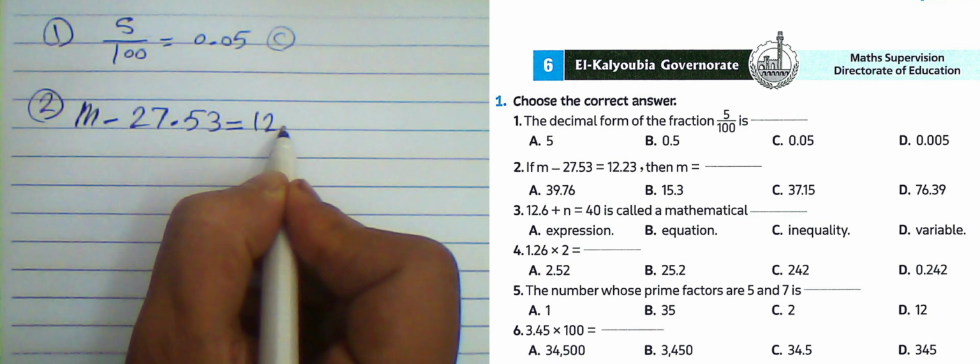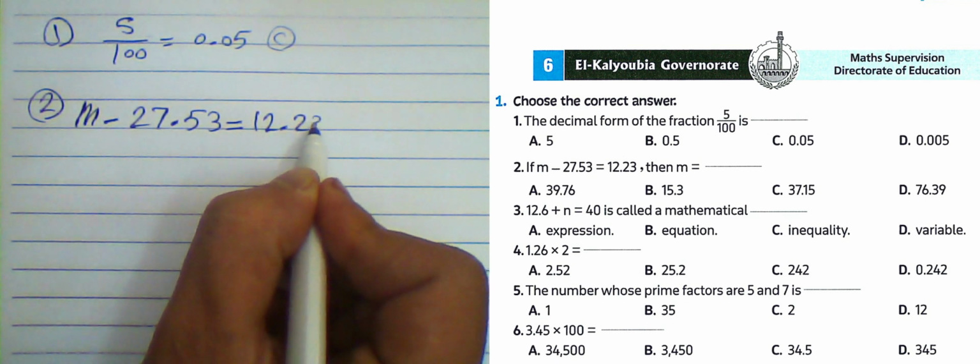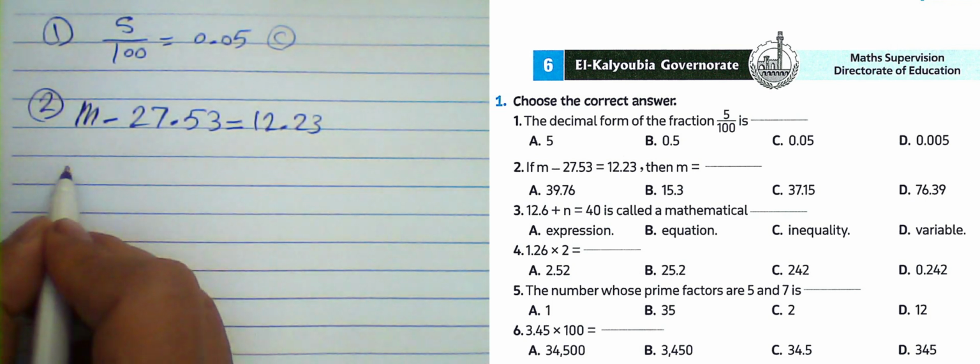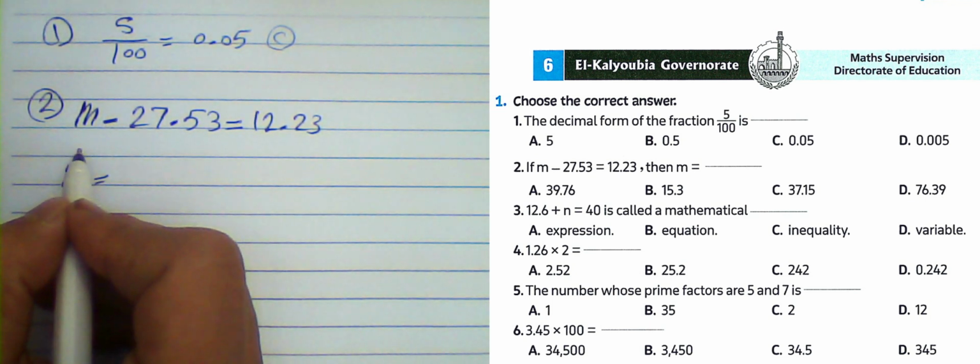Question number 2, if n subtracted by 27 and 53 hundredths equals 12 and 23 hundredths, we can find the value of n here. N here we call that the median.